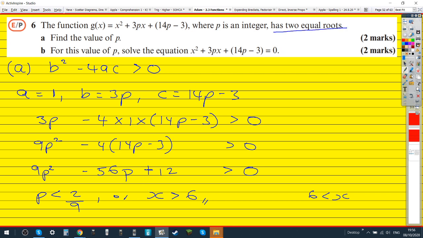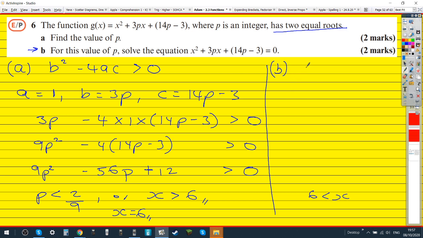It has 2 equal roots, and so it's not an inequality. What is it? Equals. It should have been equals. And so you just get one answer. So let's say if x was 6, my guess is x is 6. For this, how would you do question B? So would you substitute p in? Yeah.